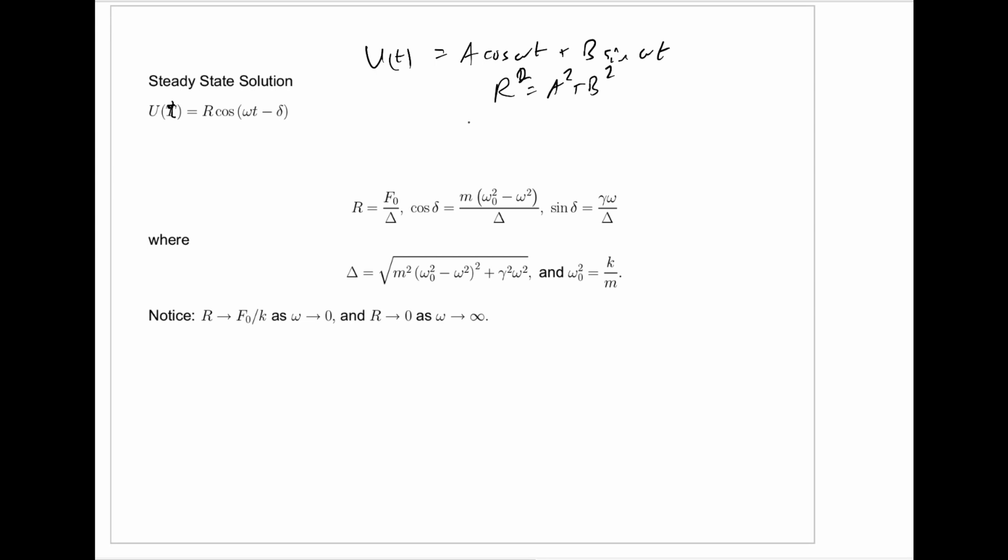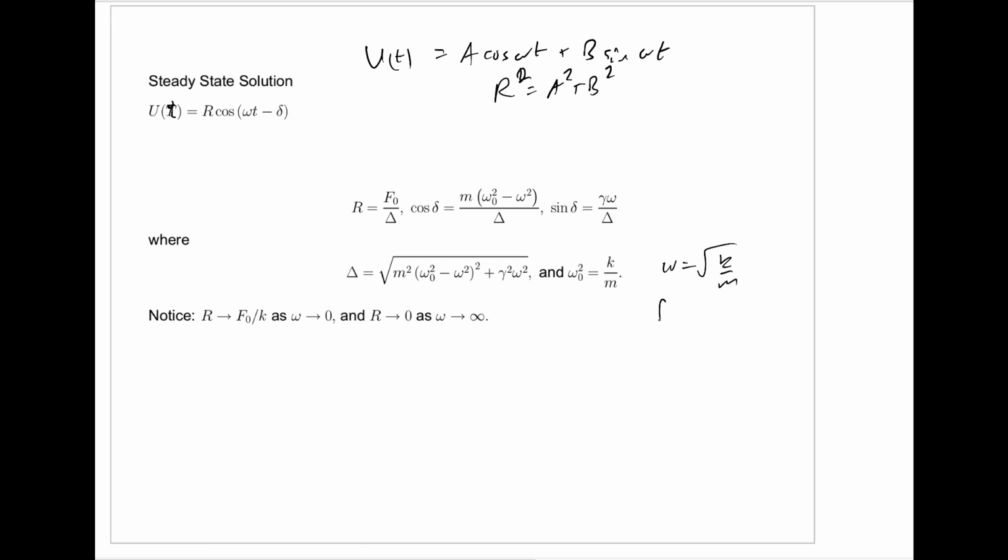And here are the formulas that you get in the very end. This amplitude r for the steady state solution is just F naught, the amplitude of the external force, divided by this quantity capital delta, where capital delta here is given by this expression. It's the square root of m squared times omega naught squared minus omega squared, all squared, plus gamma squared omega squared. Here omega naught squared is k over m. In other words, omega naught is the square root of k over m.